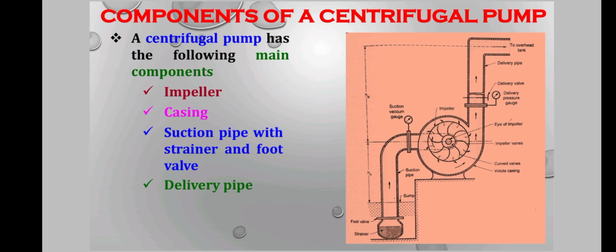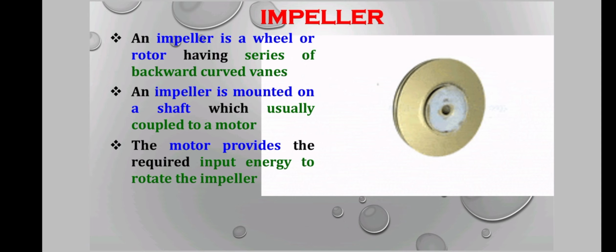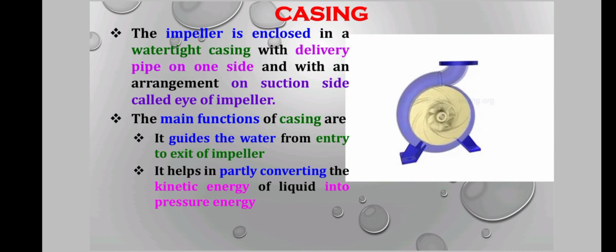A centrifugal pump has the following main components: impeller, casing, suction pipe with strainer and foot valve, and delivery pipe. Each part will be described below. First is the impeller. An impeller is a wheel having a series of backward curved vanes. An impeller is mounted on a shaft which is usually coupled to a motor. The motor provides the required input energy to the impeller.